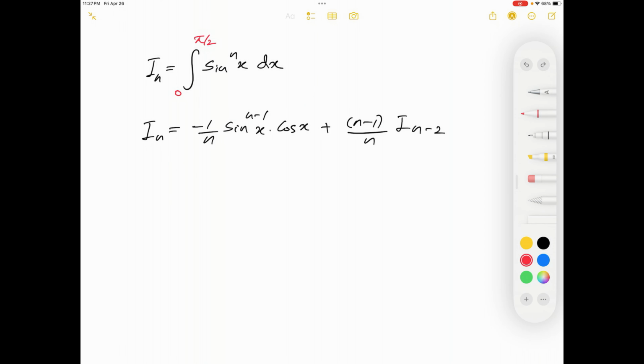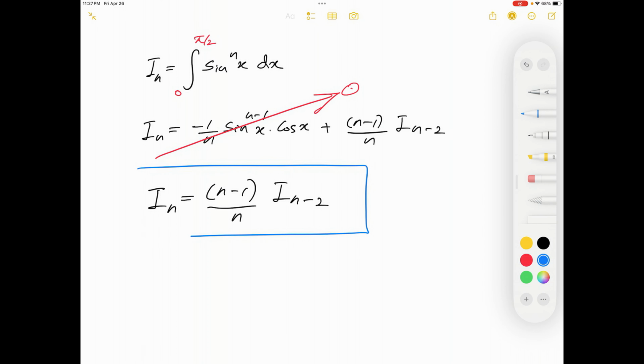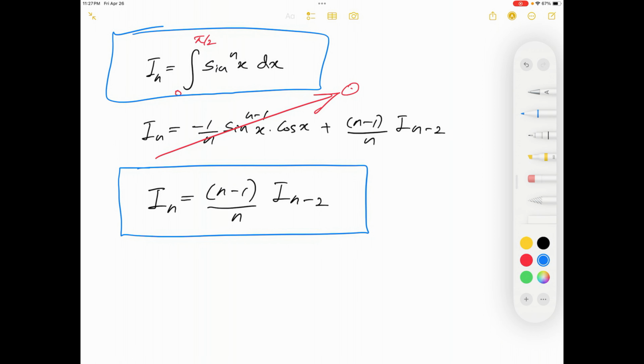Now for such limits, where for both upper and lower limits the first term of this reduction formula is going to be equal to 0, we have a nicer reduced formula. That nicer reduced formula is I sub n equals n minus 1 over n times I sub n minus 2. This formula can be very effectively used to evaluate definite integrals of this form.